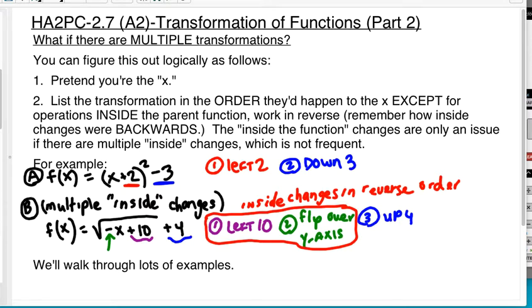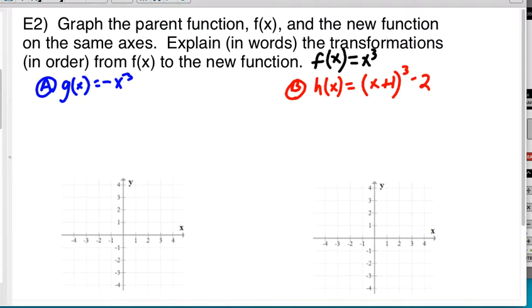Okay, so we're going to walk through a whole bunch of examples. All right, so let's start with example 2. Now, example 2, the first function actually doesn't involve multiple transformations. It only involves the one, right?